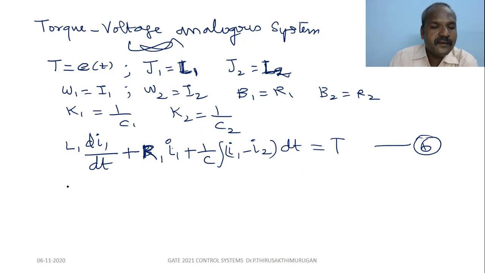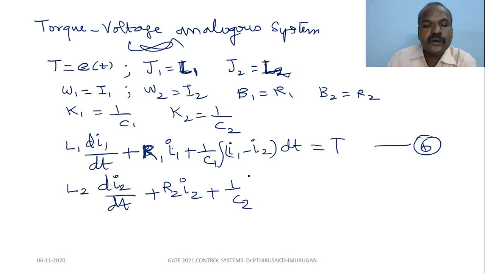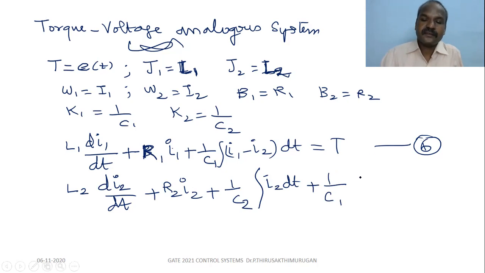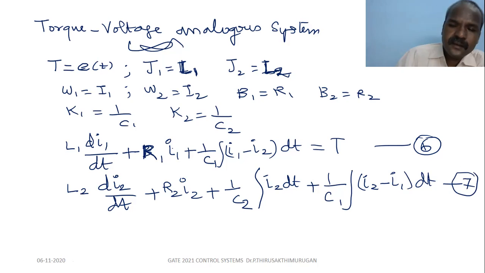So similarly, for the second equation you can write L2 di2 by dt plus R2 I2 plus 1 by C2 integral of I2 dt plus 1 by C1 integral of I2 minus I1 into dt. Say equation number 7. If we simplify these two relations, you will get the diagram.